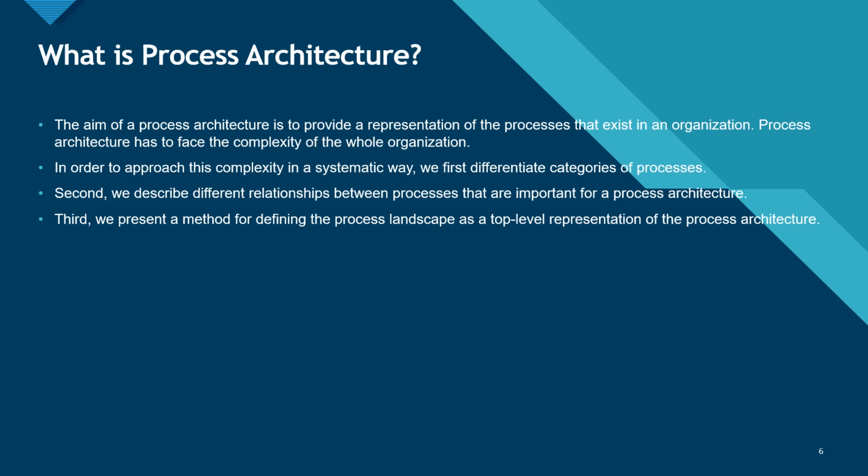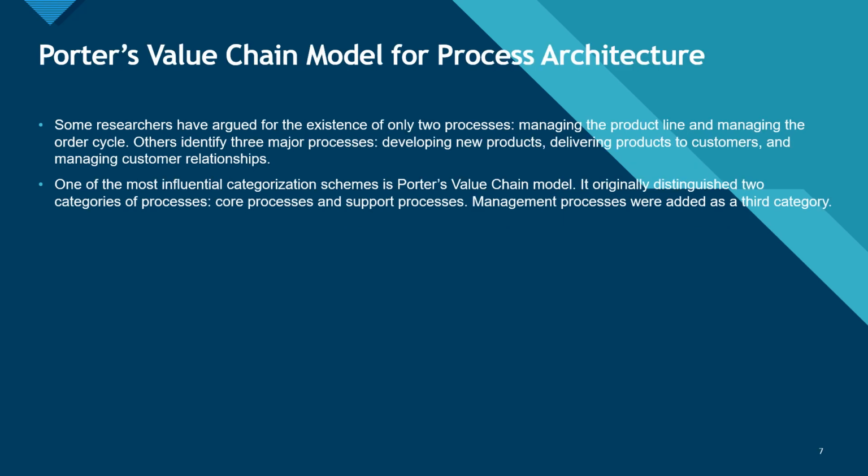We differentiate, first, categories of processes. Next, we describe the different relationships between processes that are important in process architecture. And thirdly, we present a method for defining the process landscape as a top level representation of the process architecture. So let's get deeper and see what the process architecture wants to let us know.